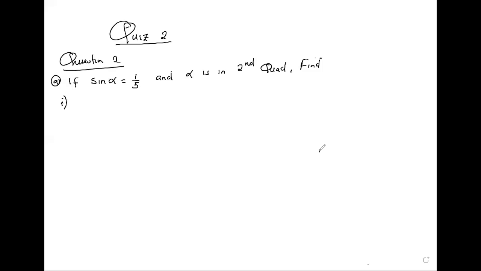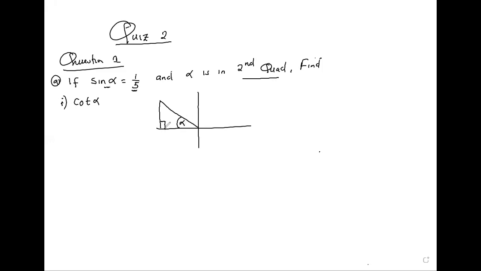Find cot alpha. So if you are given a trig ratio that is not a special ratio, and you're also told the quadrant, then you form a triangle in that quadrant mentioned. And this is alpha.